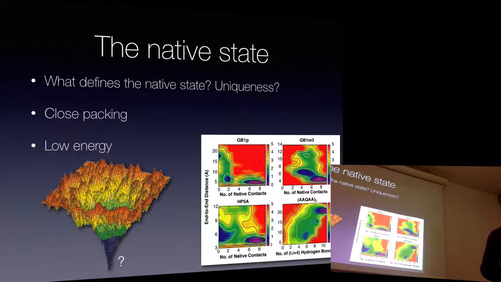Even if you increase the temperature, the native state will likely still have the lowest energy because that's not very dependent on temperature. But of course, if you increase the temperature enough, the entropy effect will be stronger and then it might still unfold.